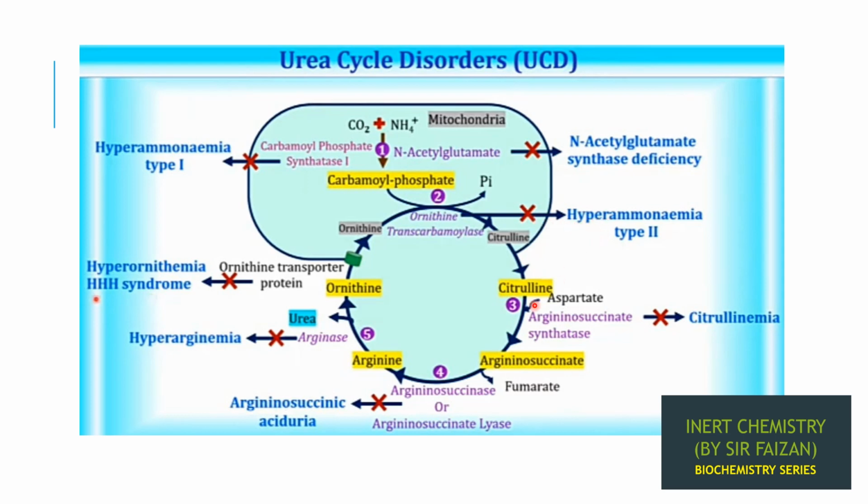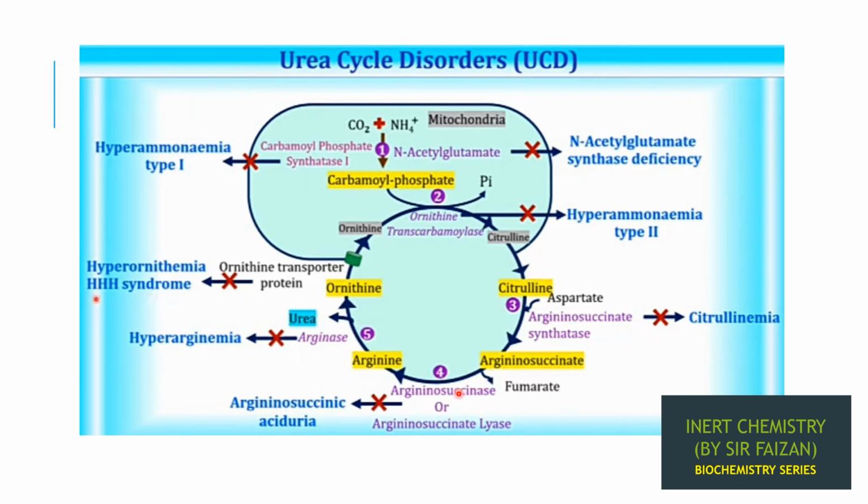The third enzyme is arginosuccinate synthetase. This enzyme is involved in the formation of arginosuccinate from citrulline and aspartate. If this arginosuccinate synthetase does not work, it leads to citrullinemia. In this condition, citrulline is accumulated in the blood.